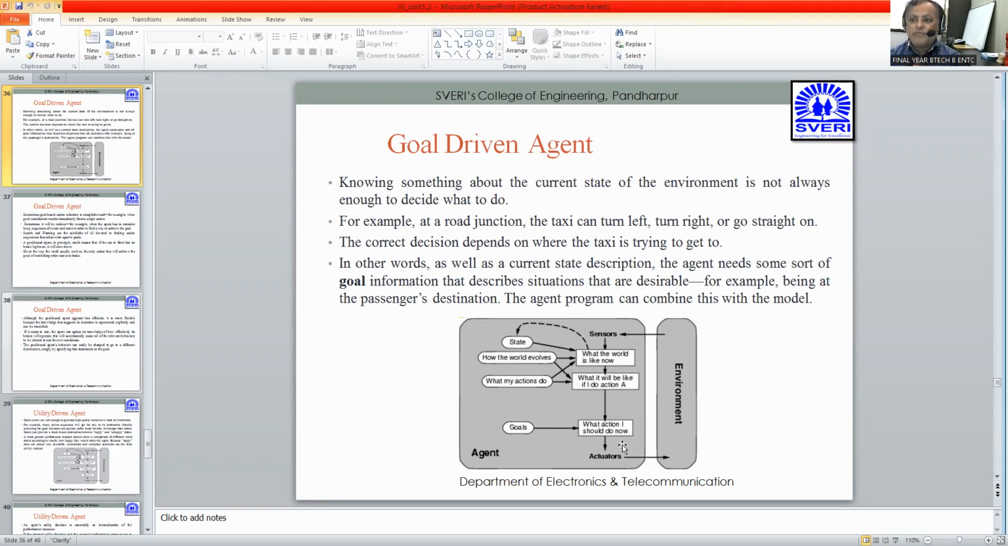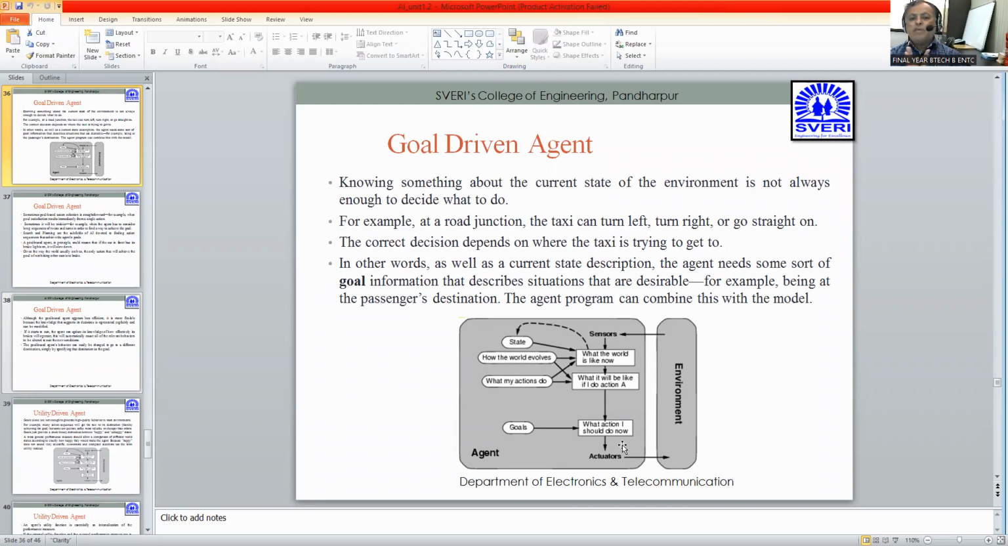Hence, the passenger should first of all tell the taxi driver that I want to go to Pandharpur, for example. So that is what the goal is. The information about the goal has to be known to the agent. Then only can it be said to be a goal driven agent. Clear cut, simple, there are no complications.